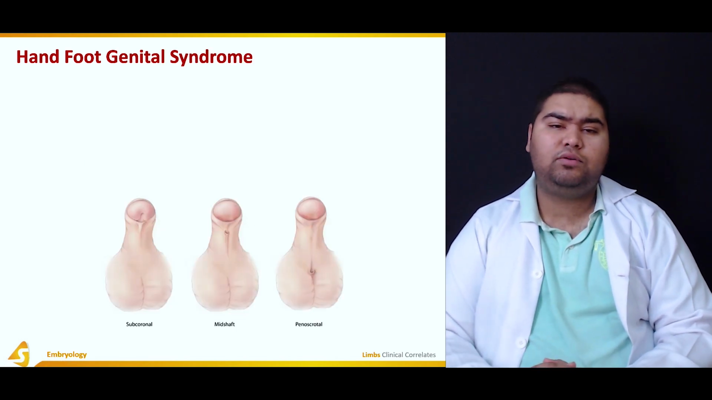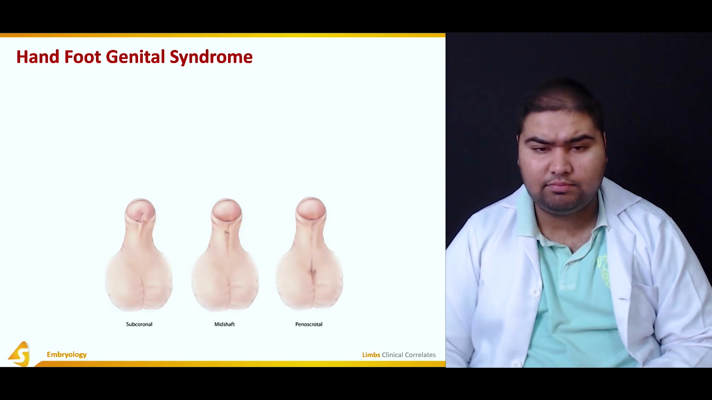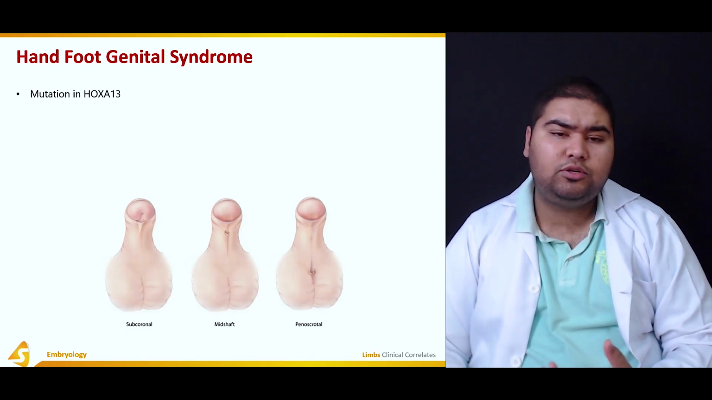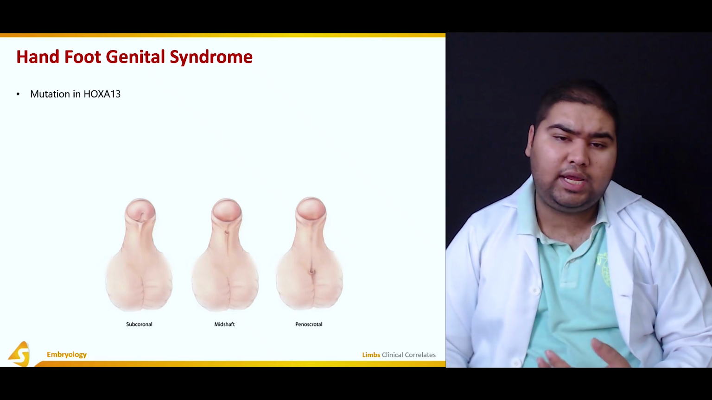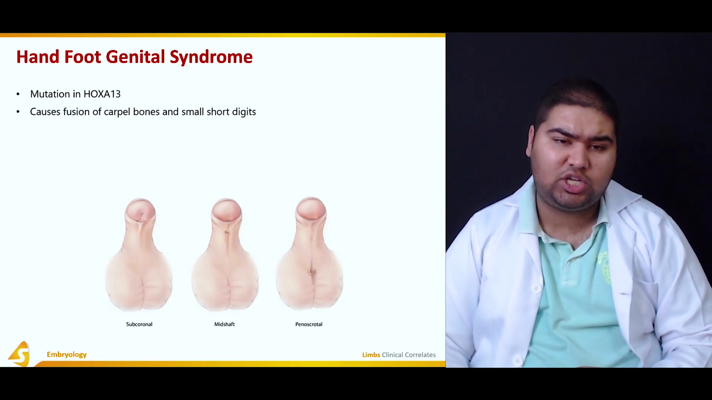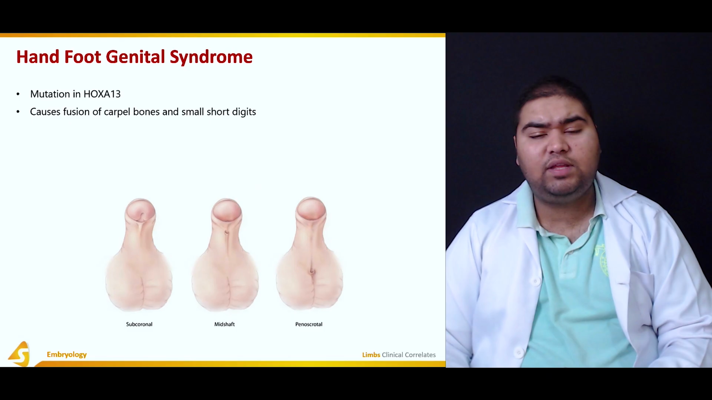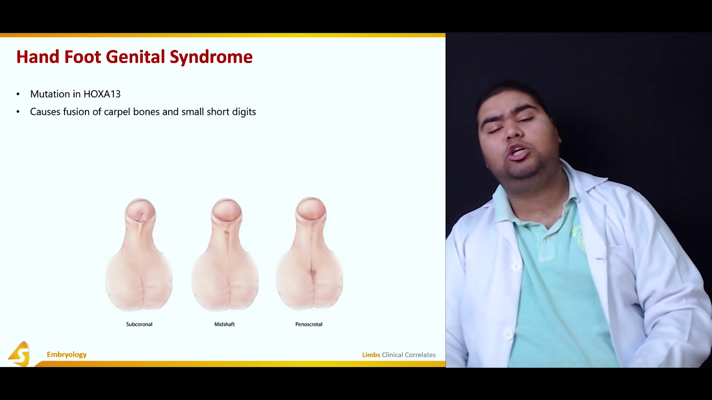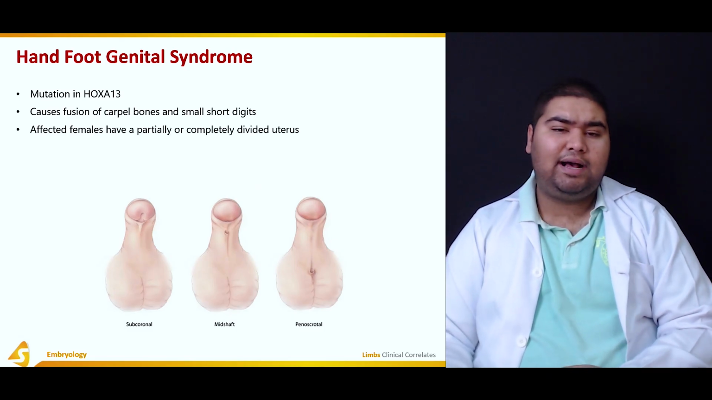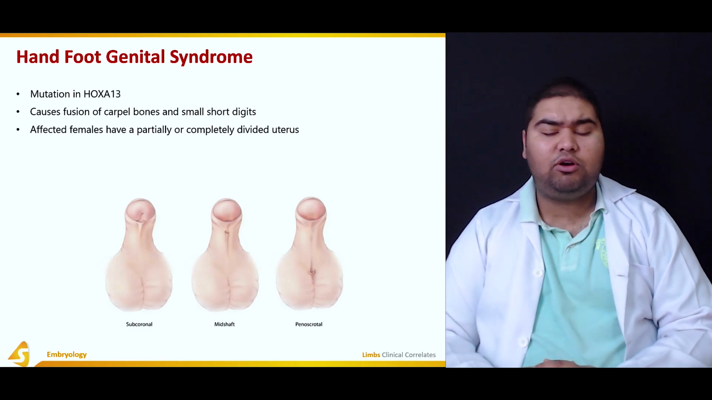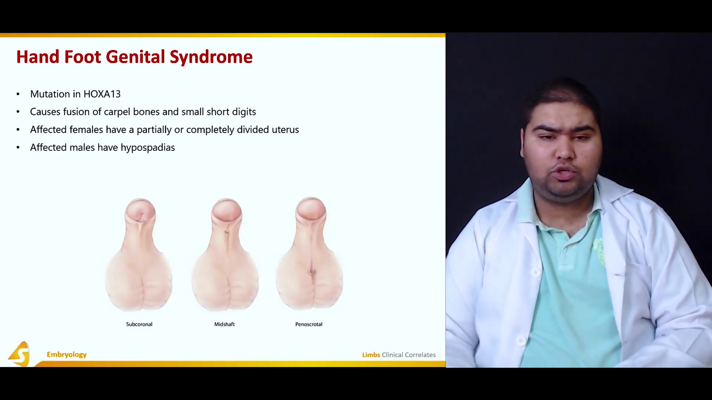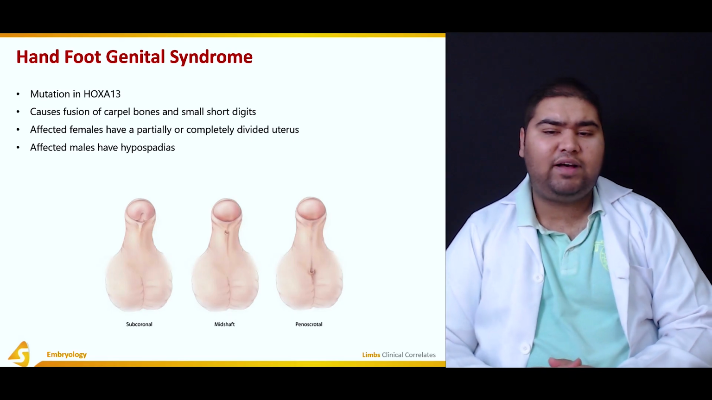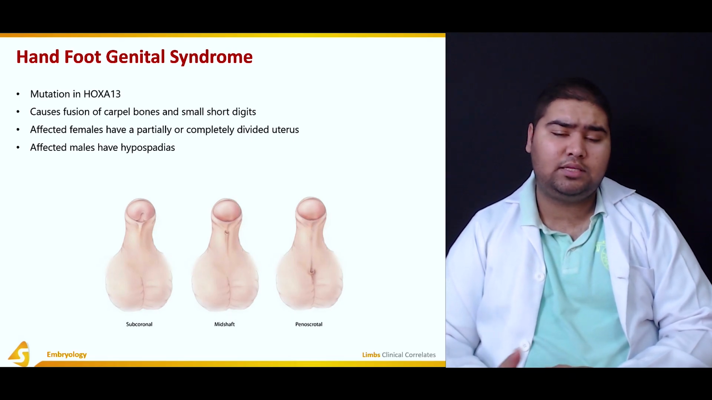Now there's a condition known as hand-foot-genital syndrome. It is caused by the mutation in HOXA13 gene. It causes fusion of the carpal bones and small short digits. Affected females have a partially or completely divided uterus. Affected males have hypospadias. Hypo means below.